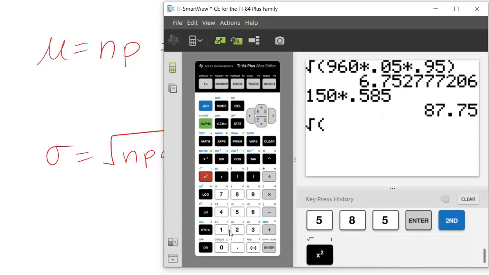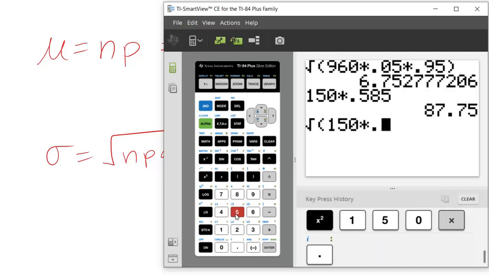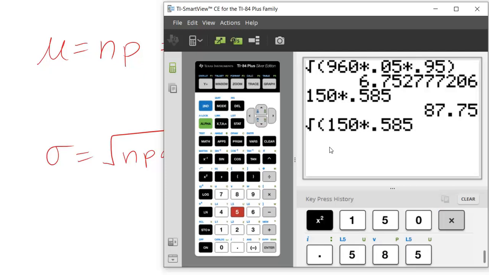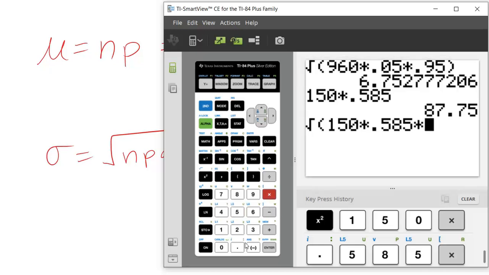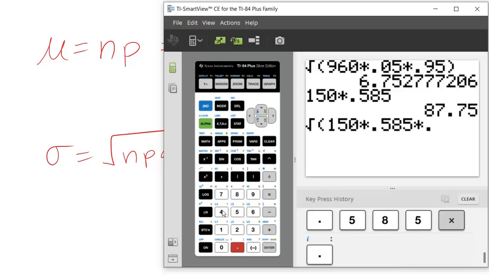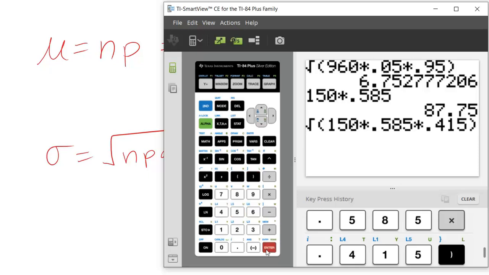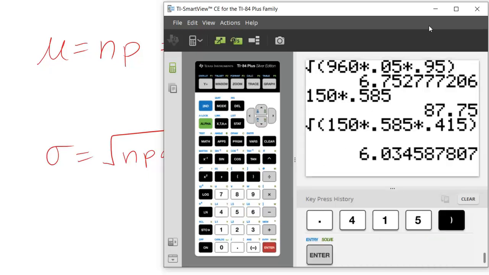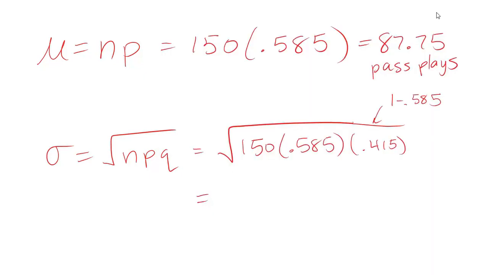Let's get this from the calculator. Square root of 150 times 0.585. If you're astute, you'll notice we already know that number. It's 87.75, so you could save yourself that trouble if you wanted to. But you need to multiply that by the probability of failure either way, which is 0.415. Enter. It comes out really close to 6. I'm going to put 6.03, but I couldn't fault you for just rounding it to 6. Again, this is pass plays.